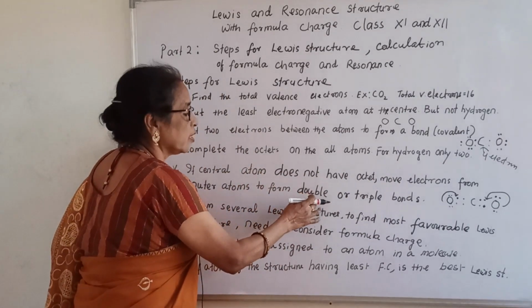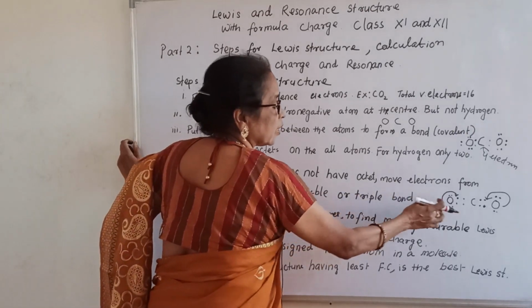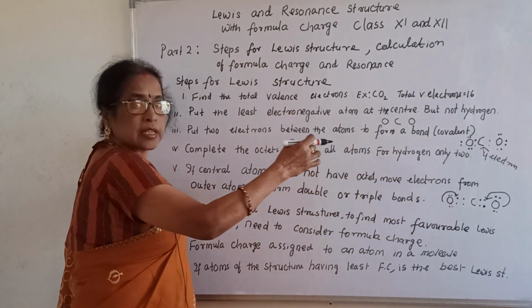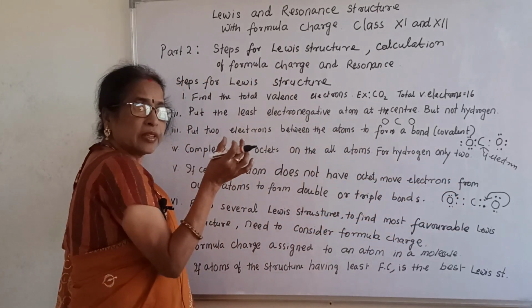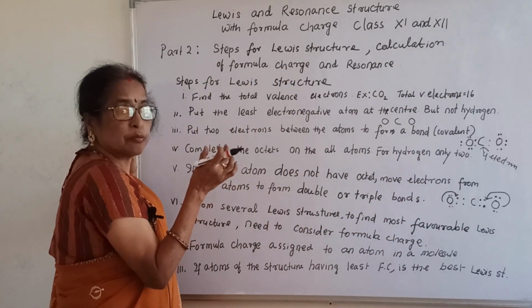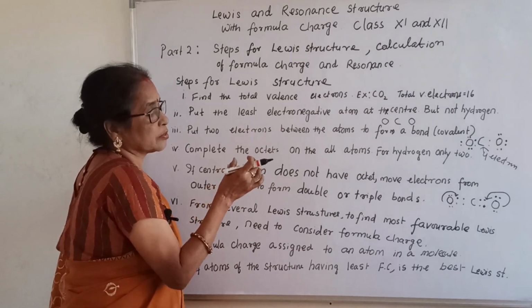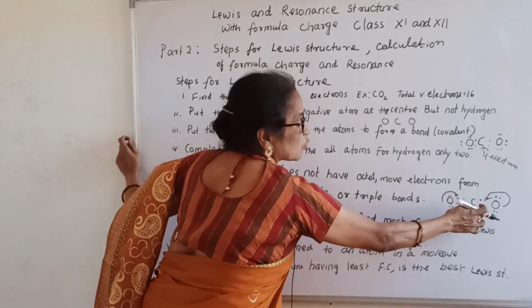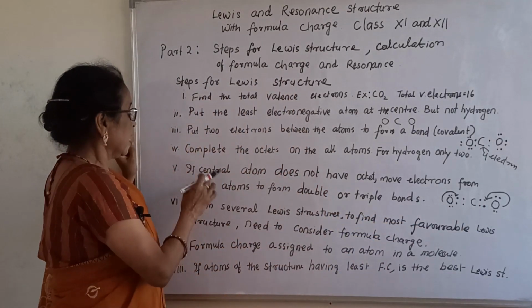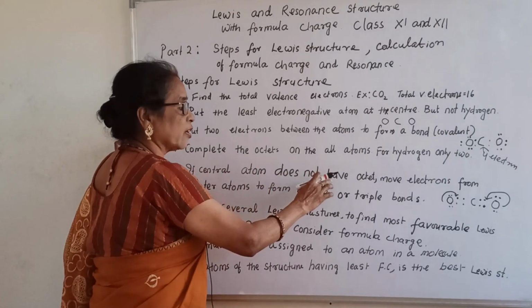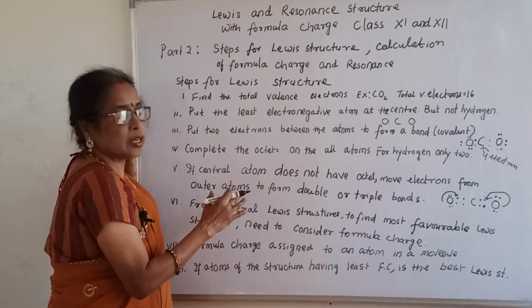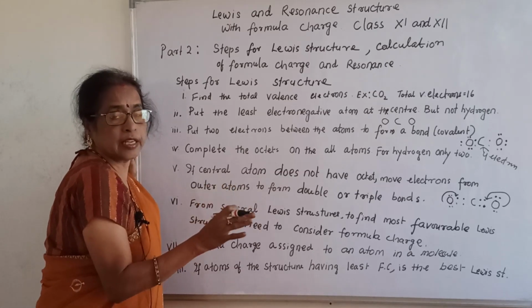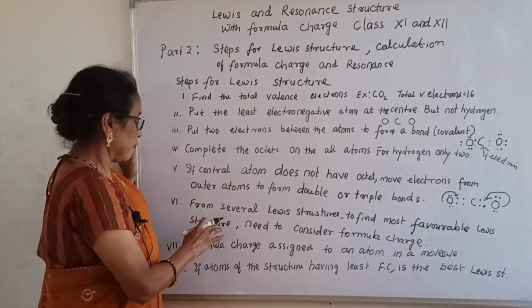They will form a double or triple bond. Here 2 pairs of electrons are there for sharing, that is why it is a double bond. Here also, between this carbon and oxygen, 2 pairs of electrons are shared. Here also a double bond forms. Again see, if the central atom does not have an octet, move electrons from the outer atoms to form a double or triple bond. Automatically the octet rule is satisfied.